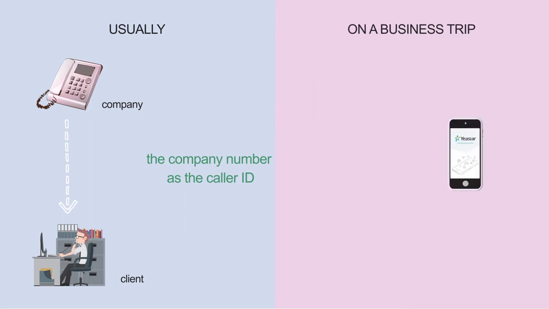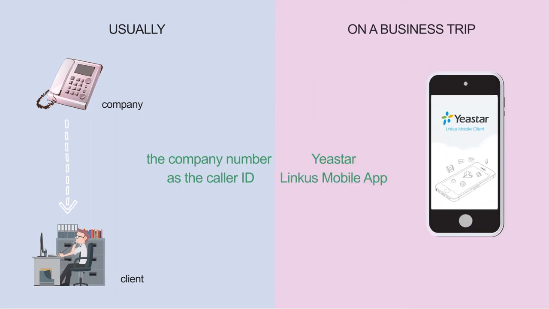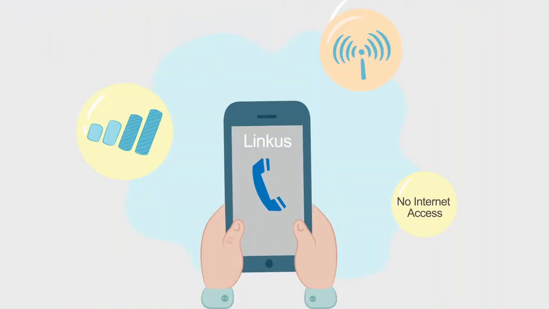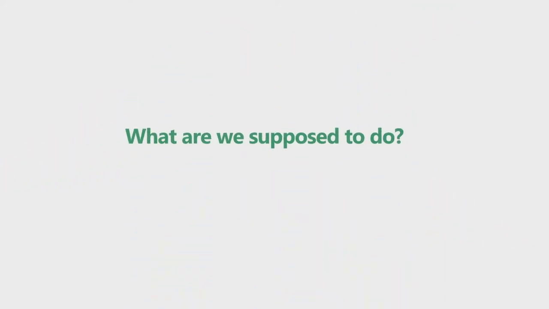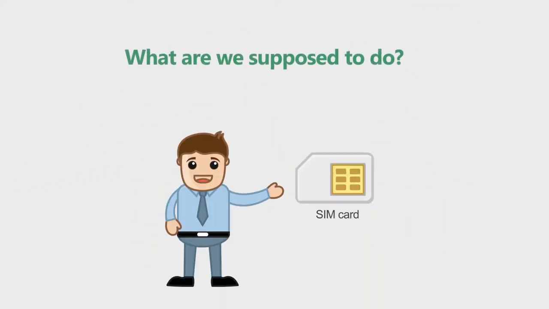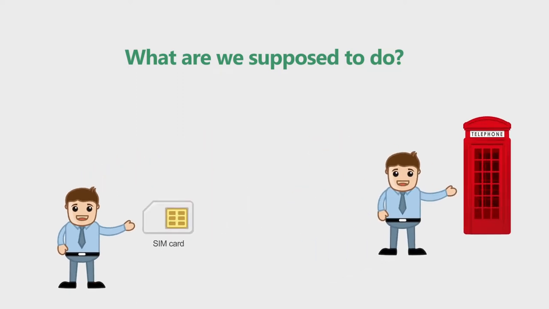As we know, Yeastar Linkus mobile app might be a very good solution. However, there is no internet access on our mobile right now, or even worse, our mobile is just out of service. Facing these issues, what are we supposed to do? Shall we just call through our SIM card or a public phone directly?